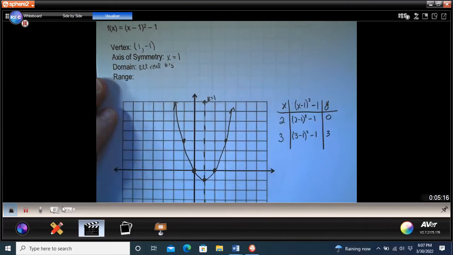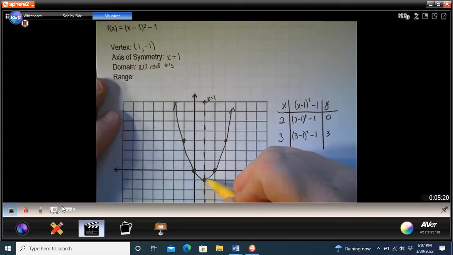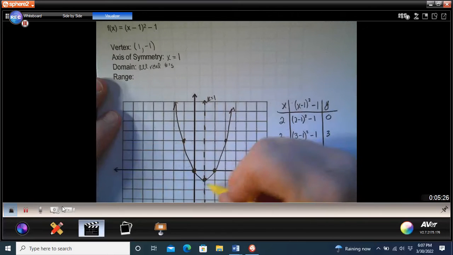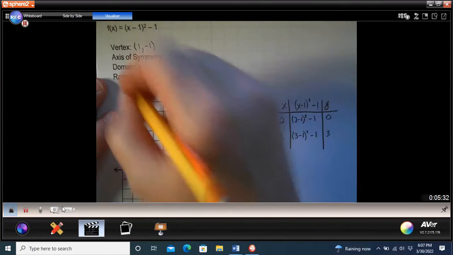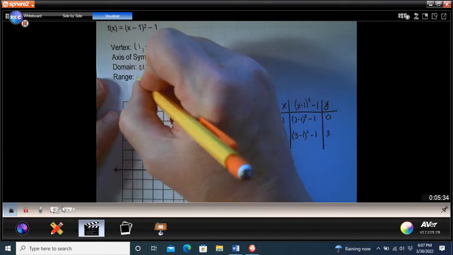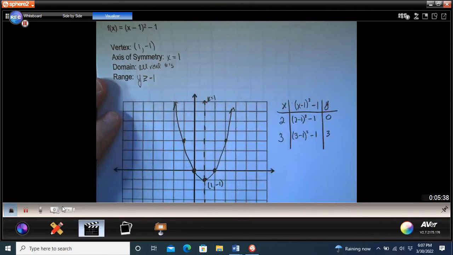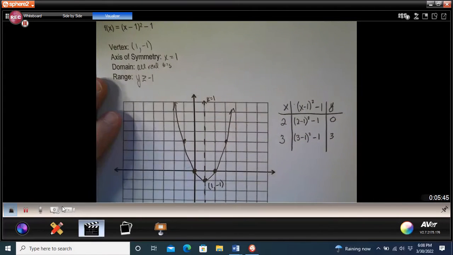The range, that's the values for y. And obviously my y values are from here upward, right? Because my parabola opens up. This y value down here is −1. So for the range, we say y is greater than or equal to −1. And that's everything we need to know for this section, basically.